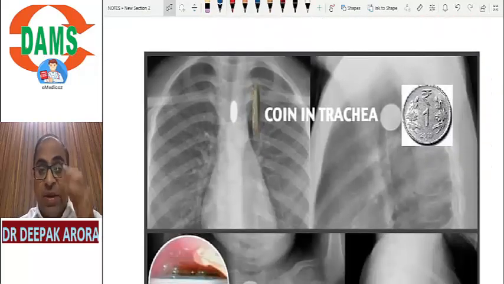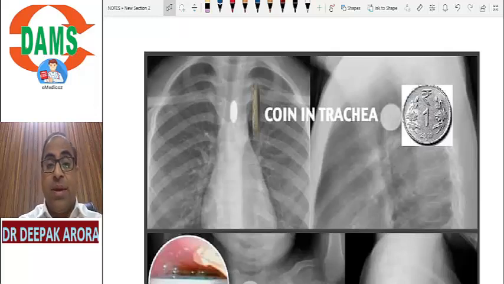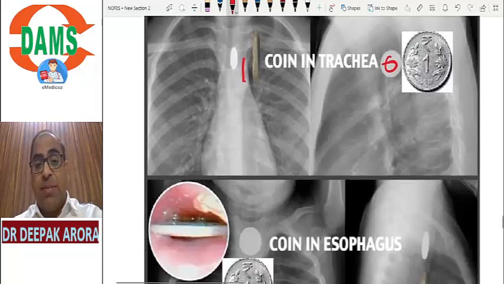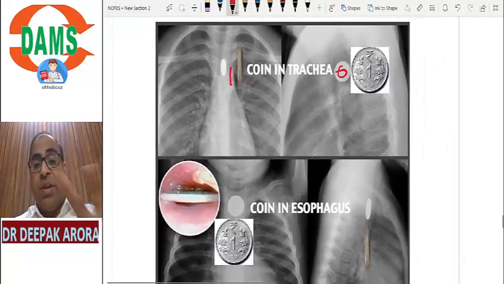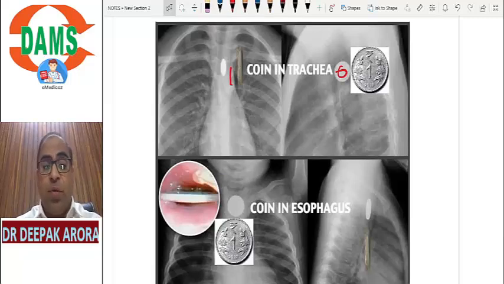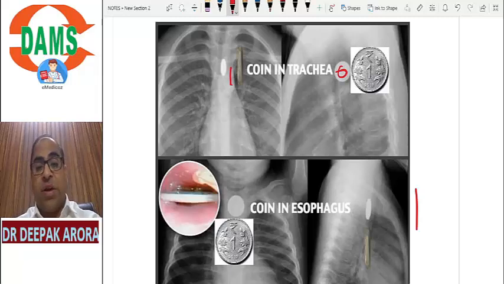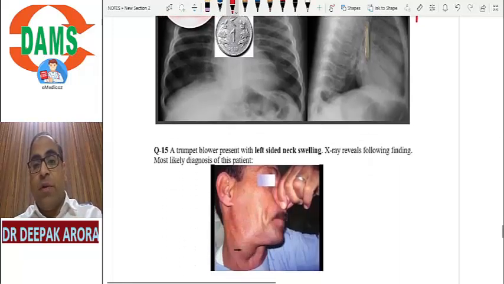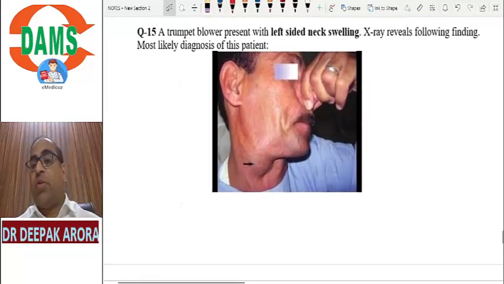This is the trachea. In the trachea, on the AP view, it will be a line. On the lateral view, it will be a circle. But when the foreign body is in the esophagus, on the AP view it will be like a circle, and on the lateral view it will be a straight line. Sorry, I'm showing you this slide; the only motive is that this question should not go wrong. Clear? So these are the views of a foreign body in the respiratory tract or in the digestive tract.